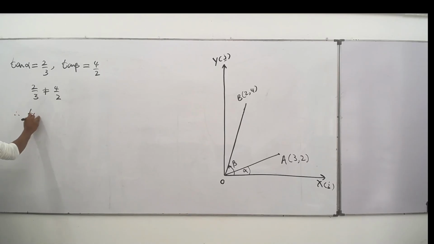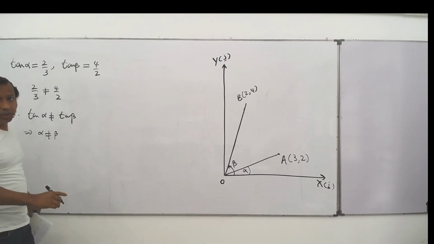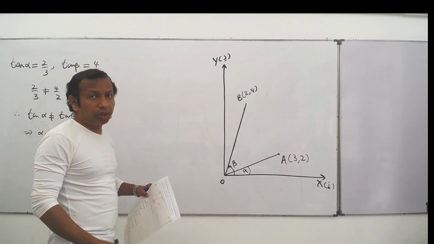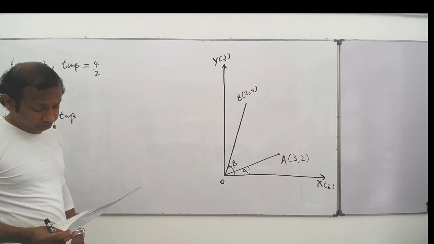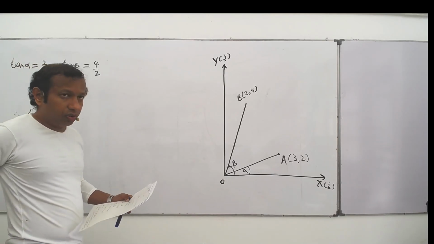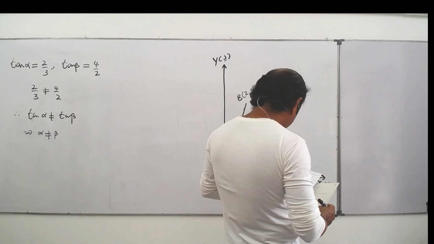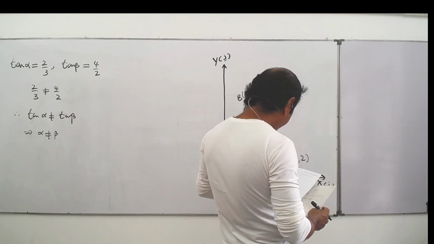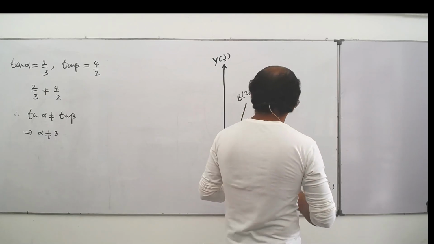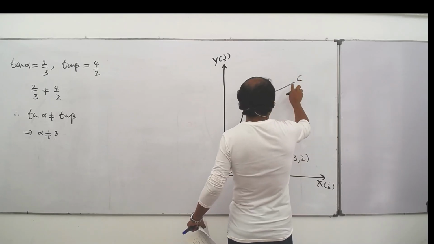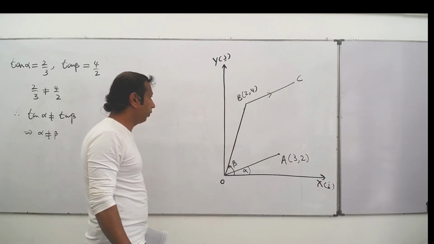Therefore you can write tan alpha not equal to tan beta. This says alpha not equal to beta. When alpha and beta are not equal, this O, A, B cannot be collinear. Right, so then you can write O, A, B cannot be collinear because of this reason. Let C be the point such that BC is lambda OA, which means BC should be parallel to OA, lambda OA, right.